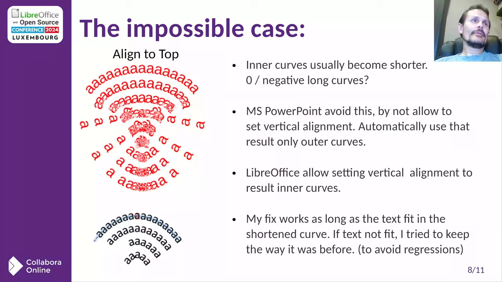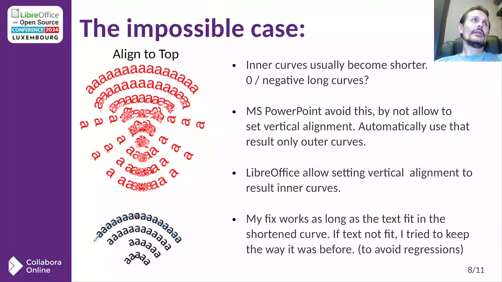And if we write even more lines, then it will invert the curve, and now it displays some very stupid things, but it was displayed like this before. I kept this wrong way of working. As it's impossible to solve, PowerPoint had a clever trick to avoid this. They simply don't allow you to change the vertical alignment. It will automatically use the one that cannot have this impossible situation.